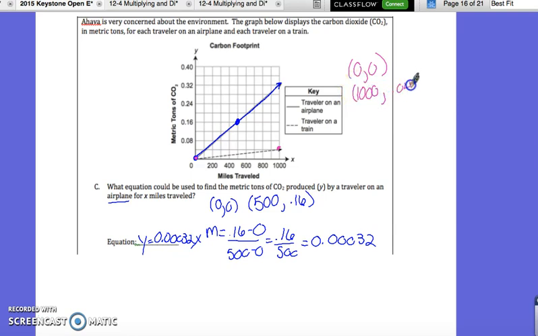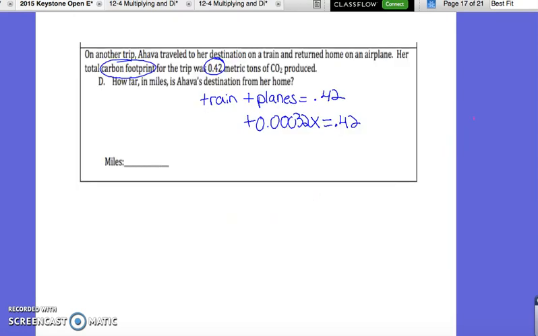comma 0.04. So I found my slope, 0.04 minus 0 over 1,000 minus 0, which ends up being 0.00004. So your equation for the total carbon dioxide for a train is 0.00004x. So that is how much carbon dioxide that the train had. So I went ahead back to C and wrote my 0.00004x.